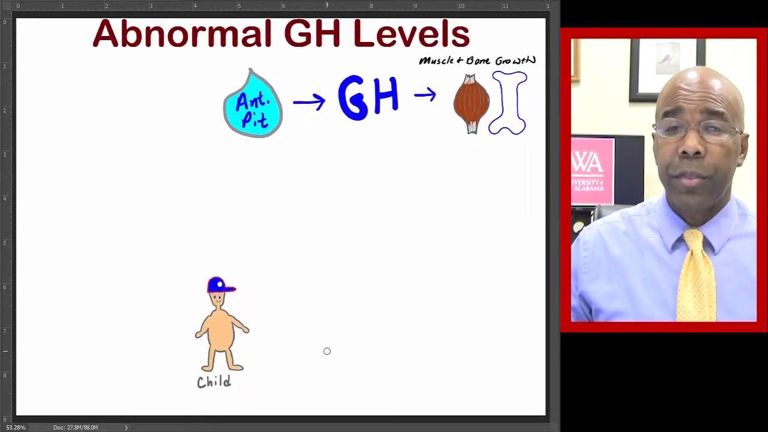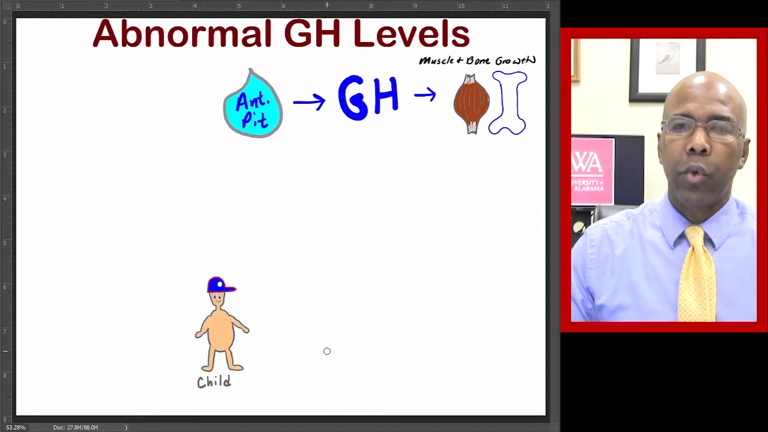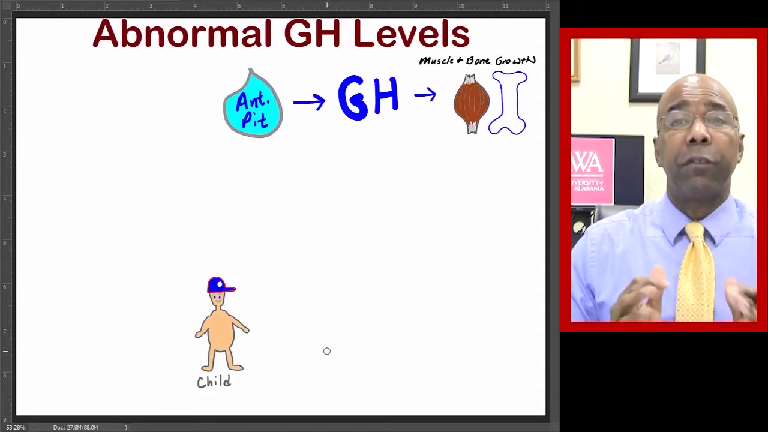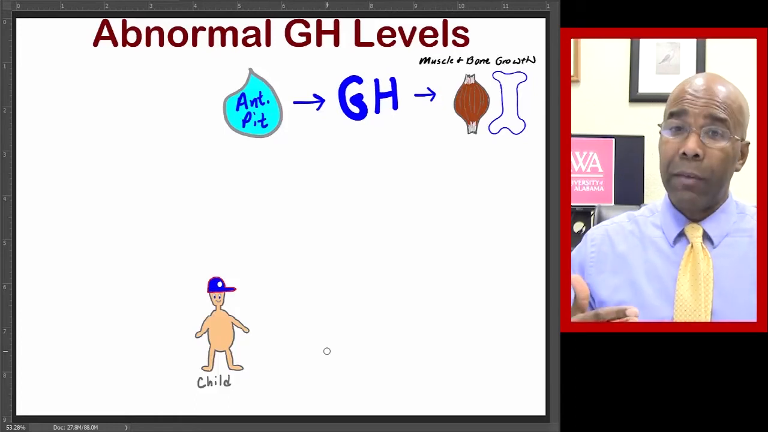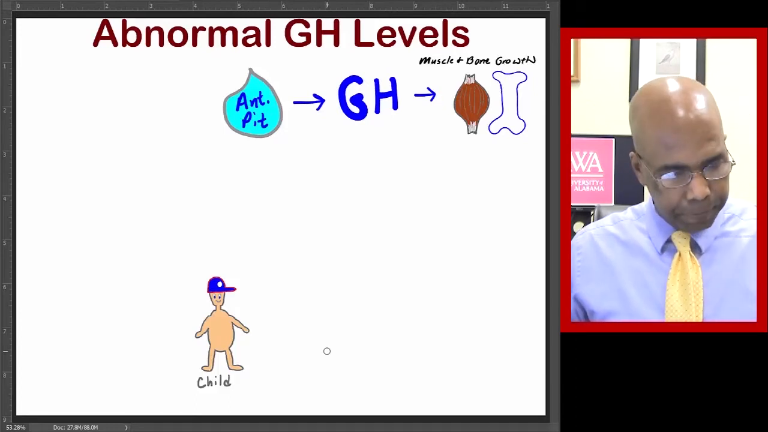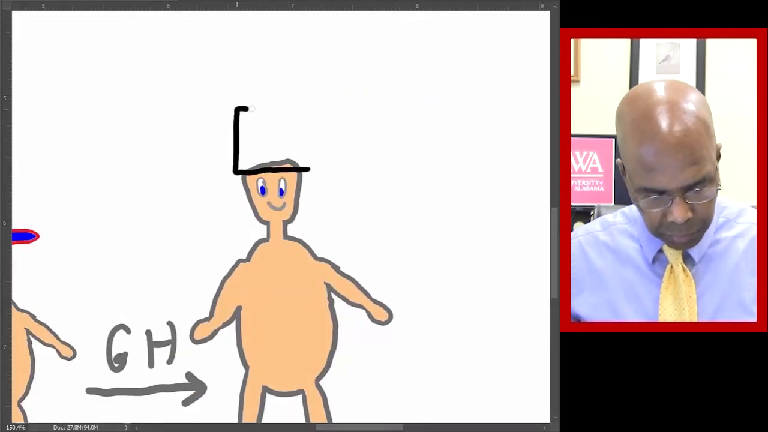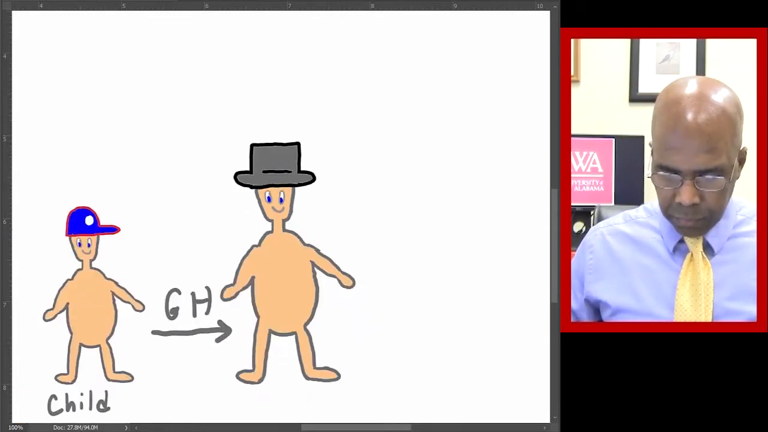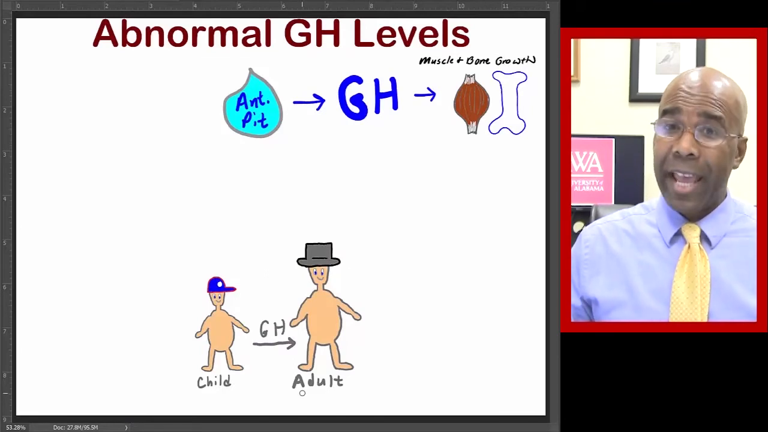We're going to start out with the child, and we're going to show what happens when we have normal levels of growth hormone, excessive levels of growth hormone, and deficient levels of growth hormone. First, let's start out with the normal situation. So if a child grows up with normal levels of growth hormone, this is what happens. And so with normal levels of growth hormone, the child becomes a normal-sized adult.